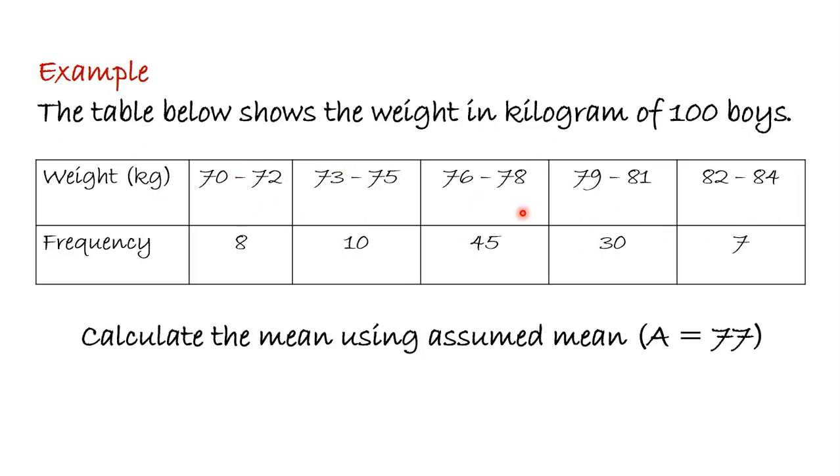Any mid-mark value. For example, if you look at the mid-marks here, it is 71, here it is 74, here it is 77, here it is 80, and then here it is 83. So you can either choose 83, 80, 77, or any value here. That will be working as your assumed mean. But in this specific example, they've given us the value as 77. So we shall use 77. Let's look at the solution.